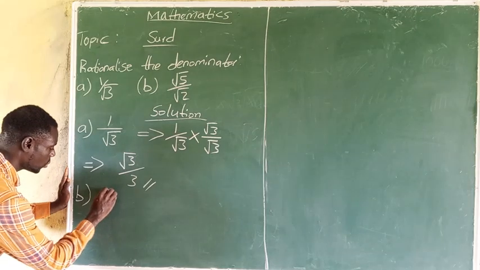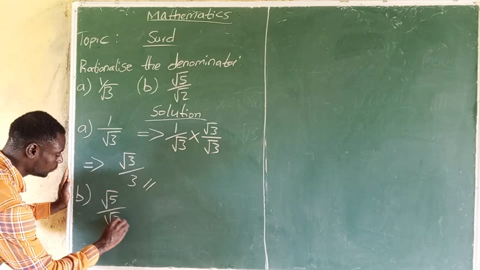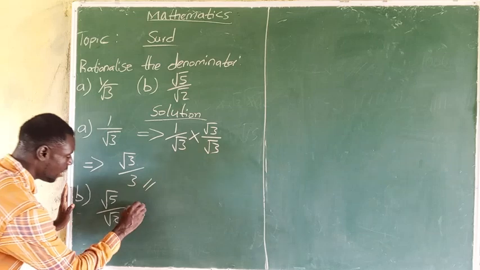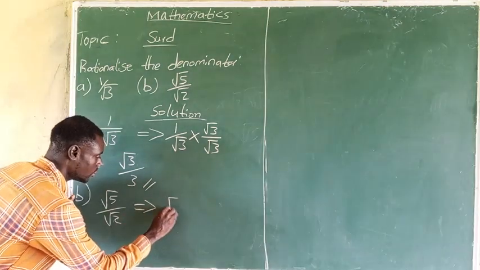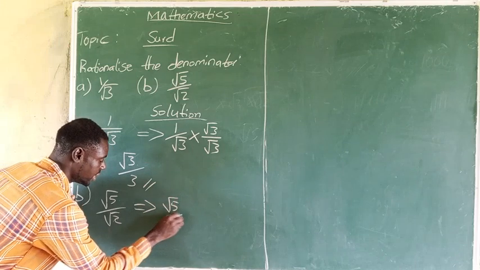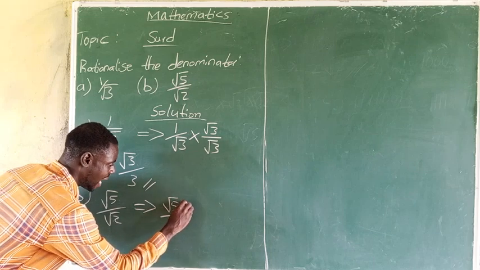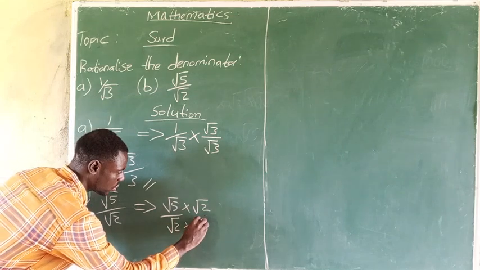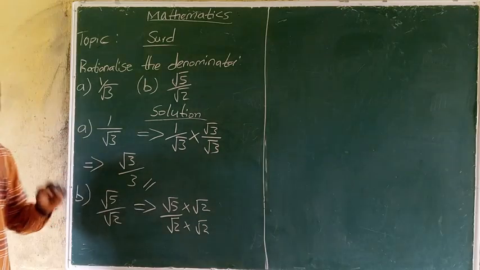You have root 5 over root 2. Which of them are we rationalizing? We are rationalizing the denominator. Therefore, I'm going to use the denominator to multiply both the denominator and the numerator: root 2 times root 2. Now you see what I did? You are still correct. Okay?